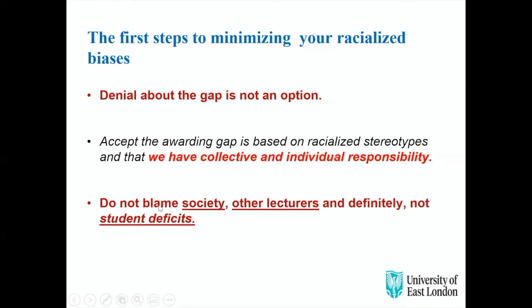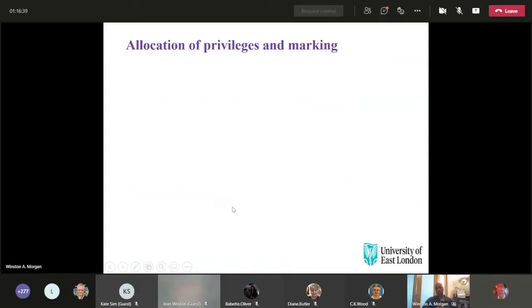And the other thing is, do not blame society, other lecturers, and definitely not the students. We really need to restrain from blaming student deficits, because as I've said before, even if you take your students from the best universities with no deficits, they will still end up, if we don't challenge their biases, with an awarding gap.